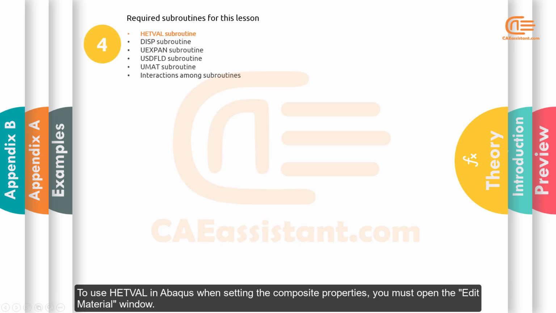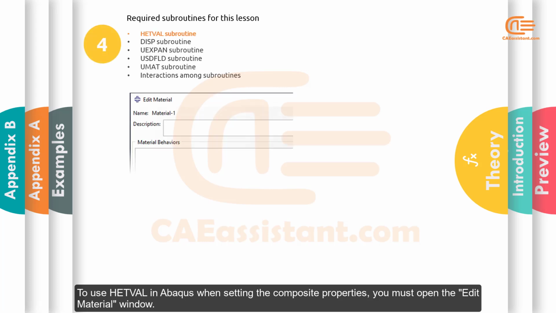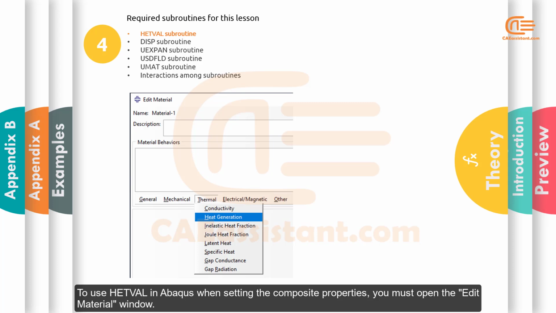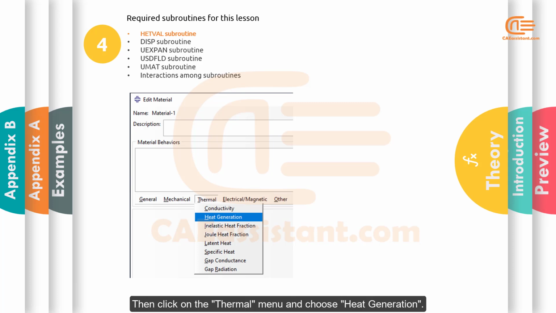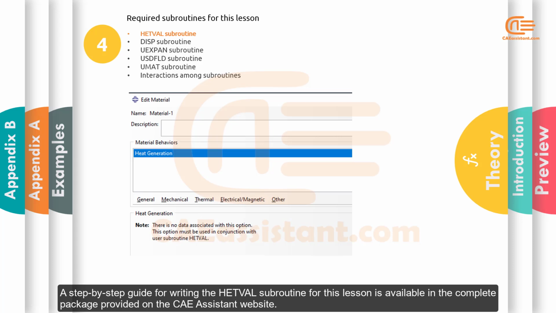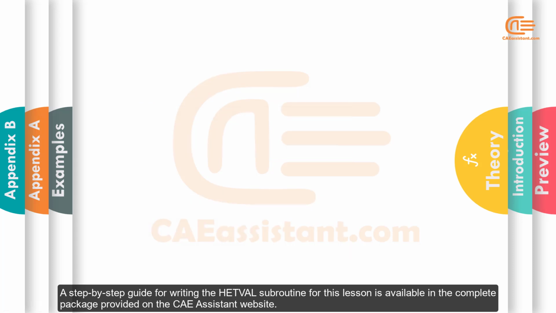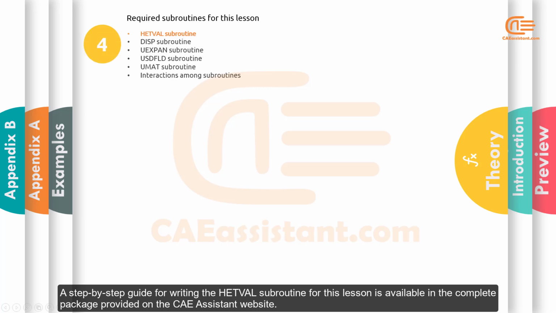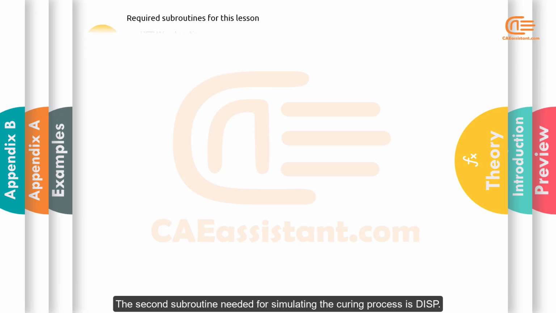To use HETVAL in Abaqus when studying the composite properties, you must open the Edit Material window. Then click on the Thermal menu and choose Heat Generation. A step-by-step guide for writing the HETVAL subroutine for this lesson is available in the complete package provided on the CAE Assistant website. The second subroutine needed for simulating the curing process is DISP.